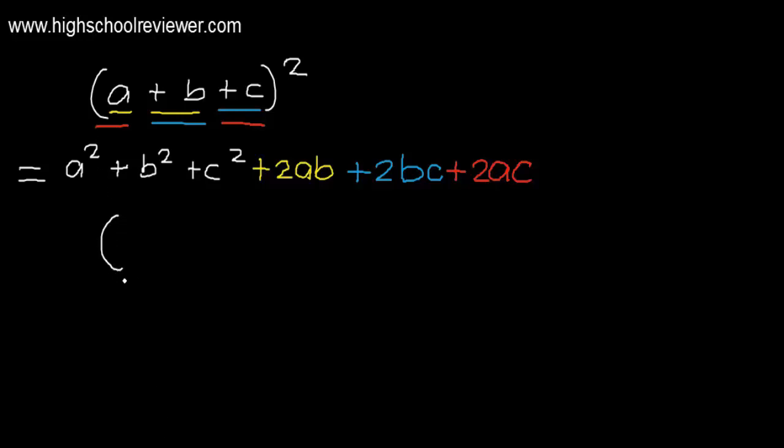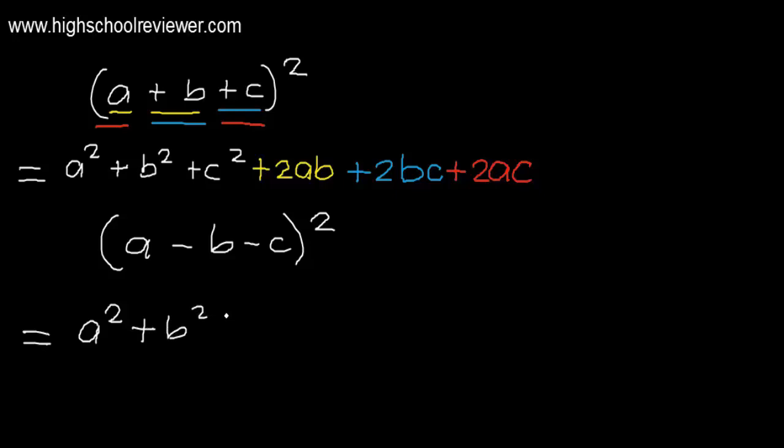We have here the quantity of A minus B minus C raised to the power of 2. Again, get the square of the three terms. We have here A squared plus B squared plus C squared. Next, multiplied by 2 the first and the second term. We have here A multiplied by negative B. Positive multiplied by negative, that is negative. And then 2 multiplied by the first and the second term.